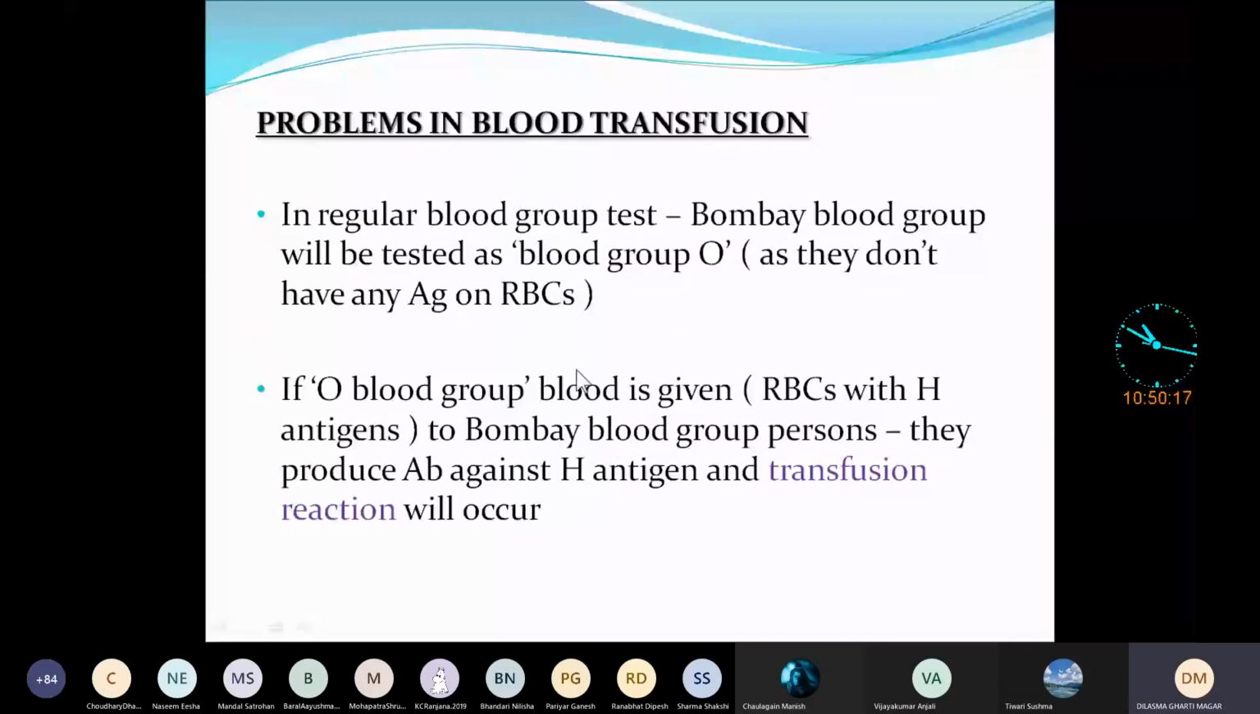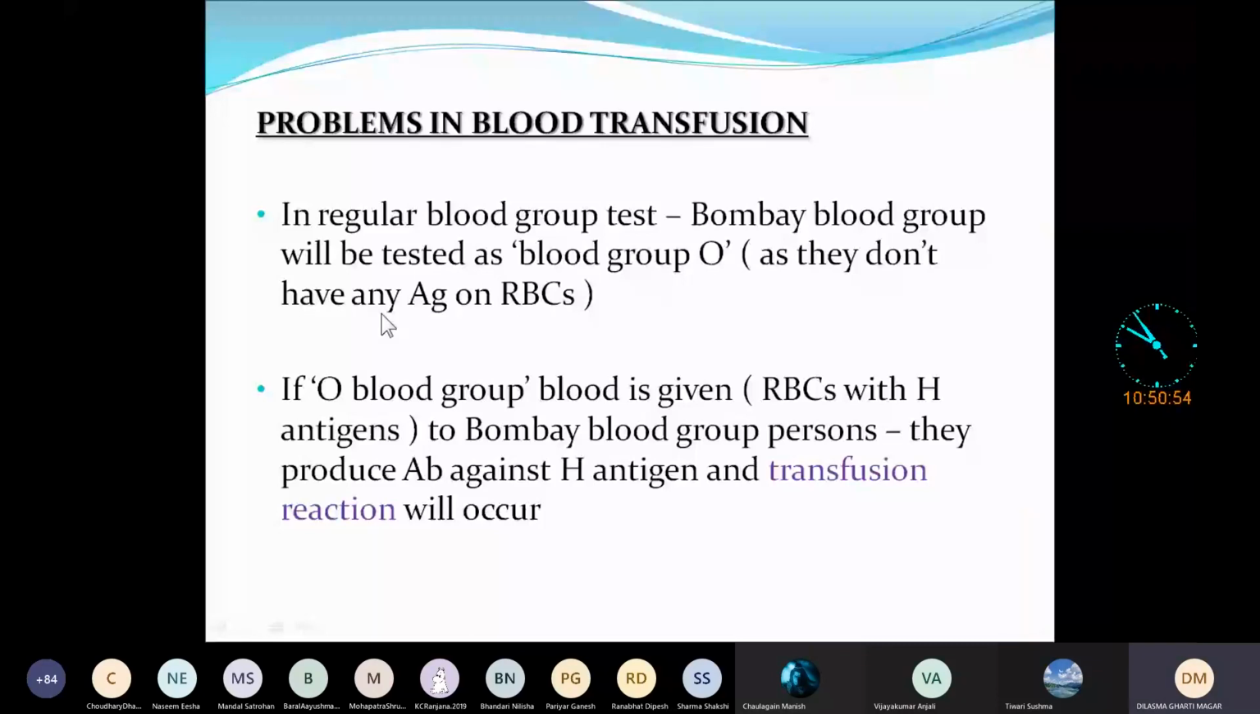Now, what are the problems in case of blood transfusion in the Bombay blood group? In a regular blood group test, Bombay blood group will be tested as blood group O. If it doesn't show any antigen A or B, then we don't test for H. Only in special cases can we do it, but usually we don't. Usually people have the ABO blood group and then the Rh system, so we don't test for H. That's why in a regular blood group test, Bombay blood group people will be tested as blood group O, as they don't have any antigen on the RBCs.